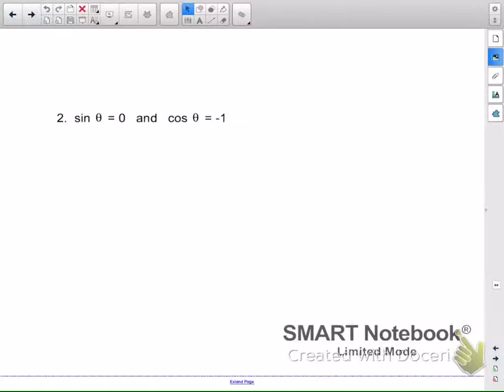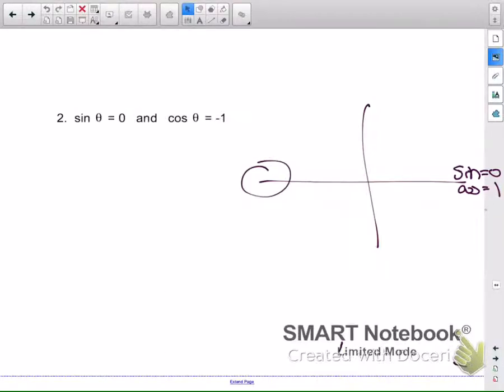1. Well, let's think about it. Where over here sine is 0 and cosine is 1 at 0, where would sine be 0 and cosine be negative 1? On the opposite side, which is what over here? Pi. Notice that there was actually no math involved and that was all done in your head.